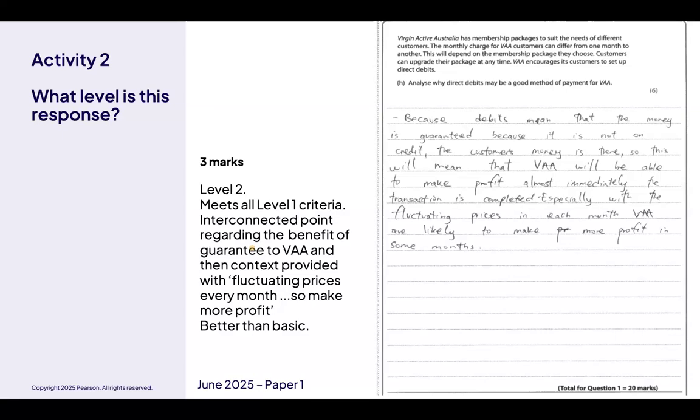Obviously, it looks very different. It doesn't look as detailed. But what have we got here? Let me go through this student response. Because debits, and they mean direct debits, and we're going to give them the benefit of the doubt there. We're not here to be penalising students. Because direct debits mean that the money is guaranteed because it is not a credit, the customer's money is there. So this will mean that Virgin Active Australia will be able to make profit almost immediately. They're getting the money. The transaction is completed. Especially with the fluctuating prices each month, they are likely to make more profit in some months.